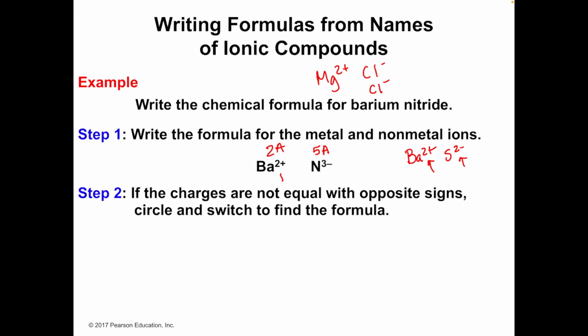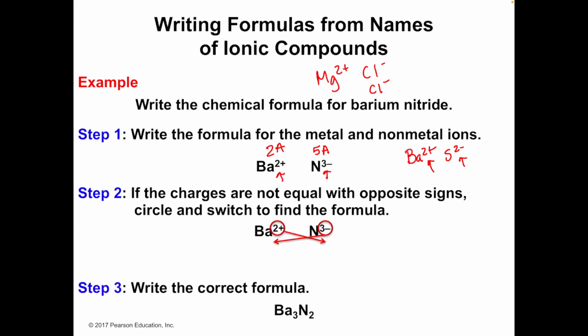But here we have barium, which is a 2+, and nitrogen is a 3-, so the charges aren't equal. So we're going to circle and switch to find the formula. We take our numbers and we're going to switch them. Okay, and then we're going to write the formula. So the 3 from the nitrogen now becomes the subscript for the barium. And the 2 from the barium now becomes the subscript for the nitrogen.